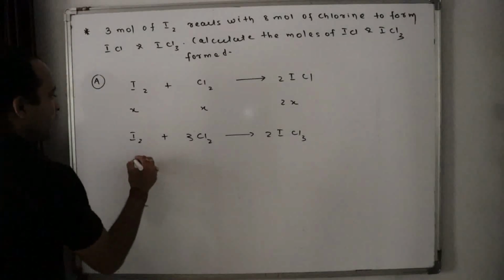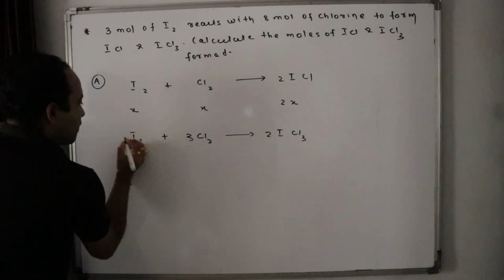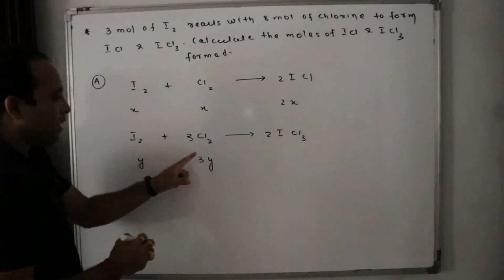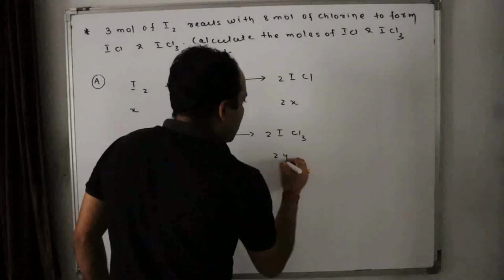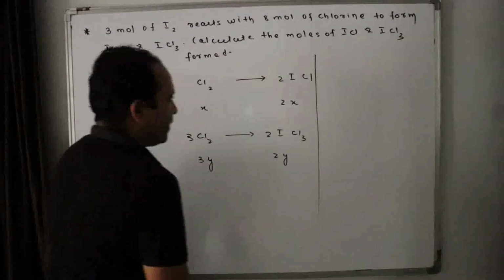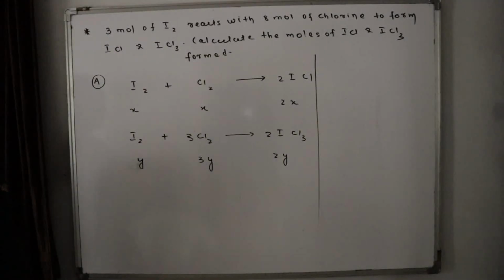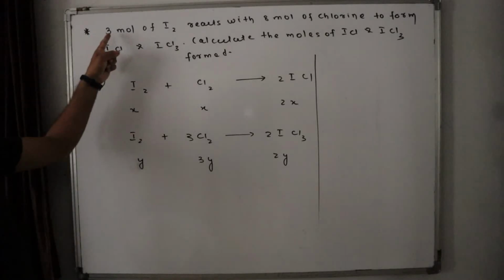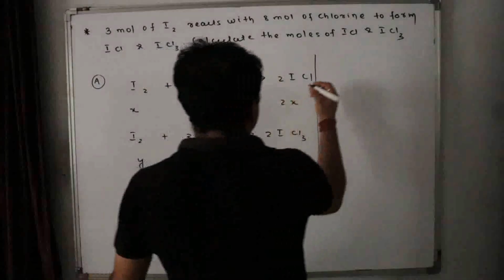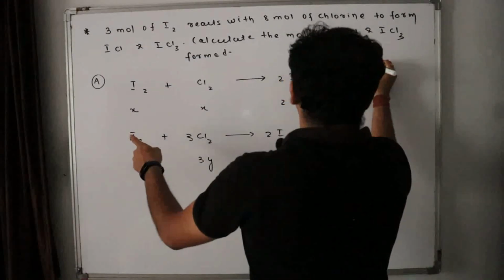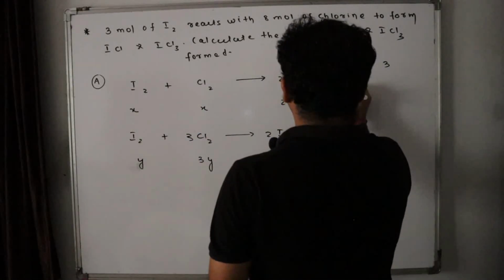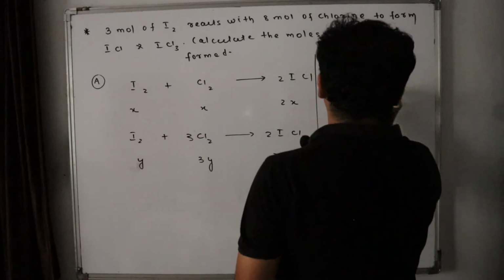Done. Now, mole analysis. If here Y mole of iodine is taken, 3Y mole of chlorine will be required. So 2Y mole of ICl3 is formed. Now we got equations, very simple. According to POAC concept, 3 mole of iodine reacts with 8 mole of chlorine to form ICl and ICl3. So the first equation I got is, for iodine, X plus Y is equal to 3. And X plus 3Y is equal to 8.